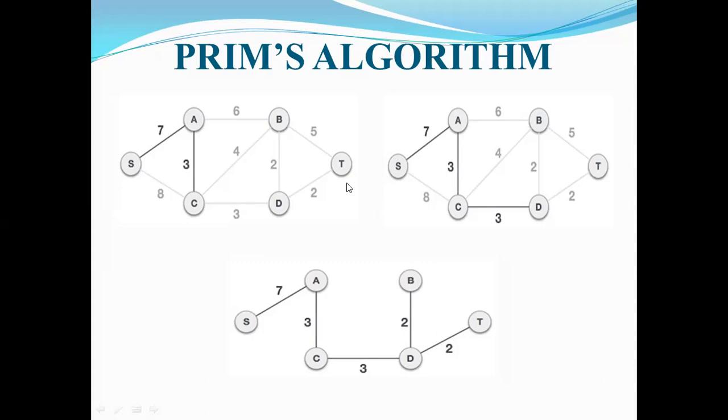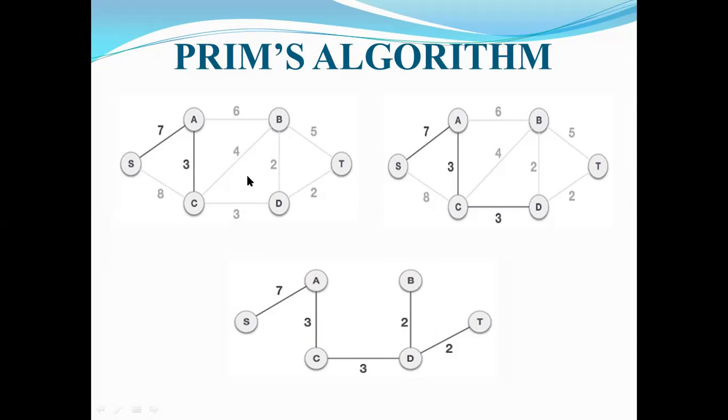C to D is minimum. In this, C to D is minimum. Then immediately include D also into the spanning tree. Then construct that edge. Now up to this, we have included the S to A edge, A to C edge, and C to D edge into the spanning tree, and S, A, C, D are included into the spanning tree vertices set.